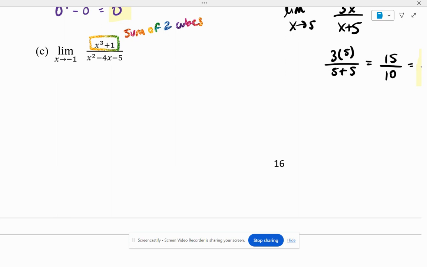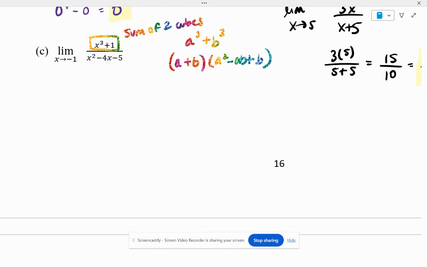So we did learn that, but we just forgot about it. We think about it as the first cube is this guy, the second cube is this guy. When you factor this, do you remember a plus b times a squared minus ab plus b squared? Yeah. This is a plus b.